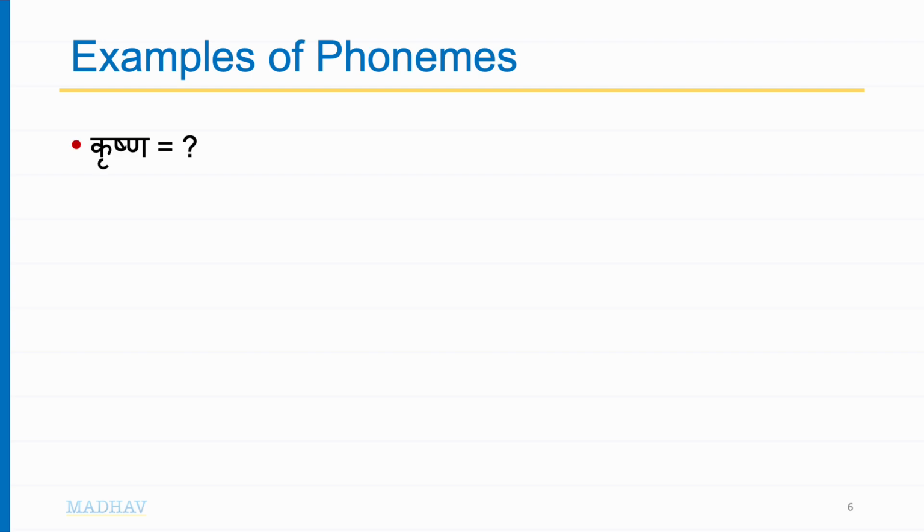Okay. So let's take this word, Krishna. What are the phonemes in this sound? How many phonemes are there? Okay. So to help you, ka, ri, sha, ra, a. Five phonemes.